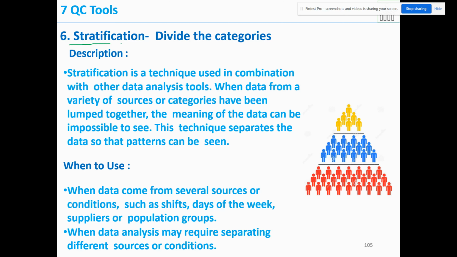Then stratification. We're going to divide into categories and look at the categories. We collect the data shift-wise, machine-wise, man-wise, and see whether there is a variation between these categories. That is called stratification. We use it to find where exactly the problem is.